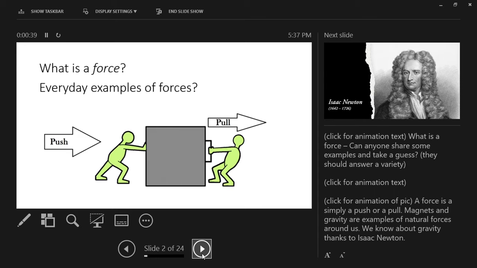A force is simply a push or a pull. Magnets and gravity are examples of natural forces around us. We know about gravity thanks to Isaac Newton.